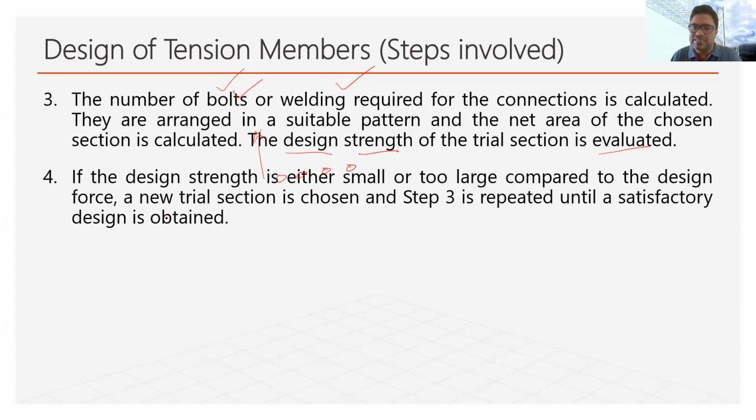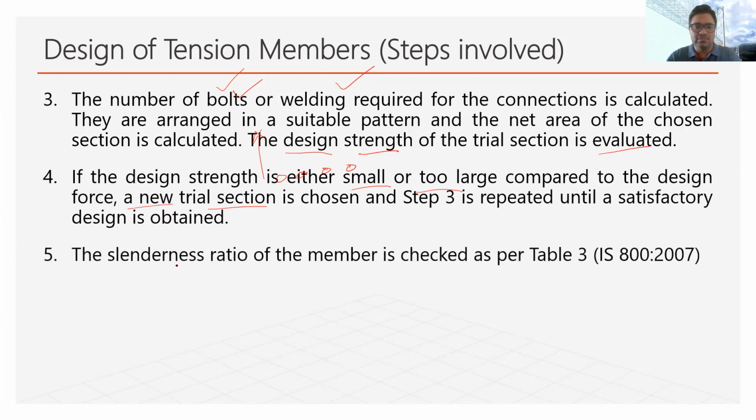The factored tensile force is already given in the question, which is 290 kN in our case, and if we have strength more than 290, then it is fine. Otherwise we have to choose another section, or repeat the design. It says if the design strength is either too small or too large compared to the design force, a new trial section is chosen, which means we repeat the steps until we get a satisfactory result.